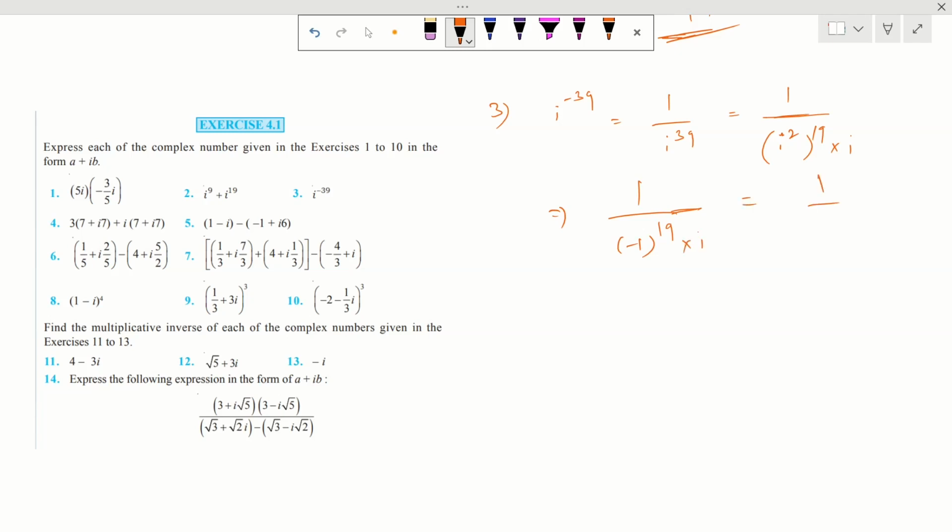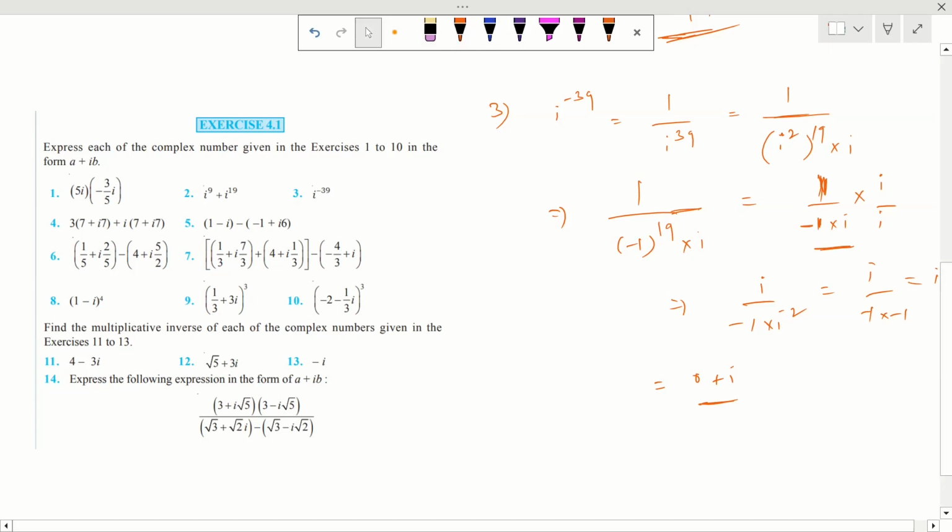So 1 divided by minus 1 into i. When a problem like this comes, we need to multiply both numerator and denominator by i. Then i into i gives i square, and here minus 1 into 1 into i square will be there. i square is minus 1, so minus 1 into minus 1, so the solution is i. So 0 plus i is the solution for this question.